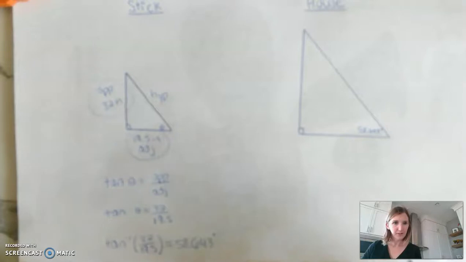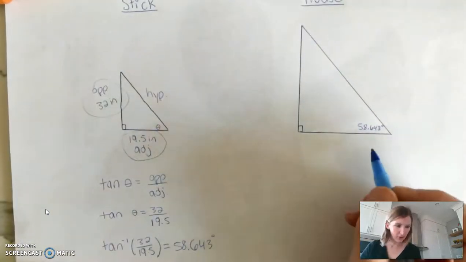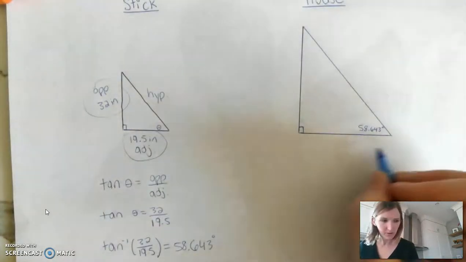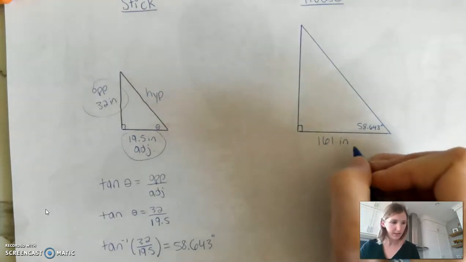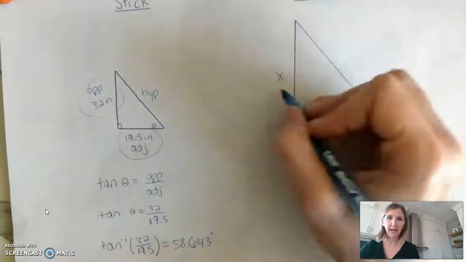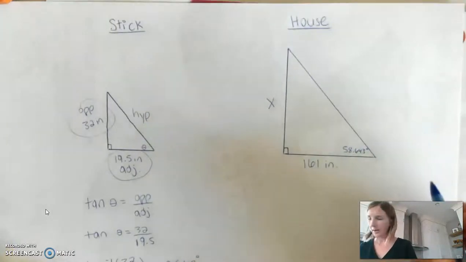Okay. All right. So now I know I measured the shadow of the house, right? The shadow is represented by this horizontal line. So the shadow of the house is approximately 161 inches. And I'm trying to find the house height, so I'm going to label the height with a variable. Now I'm ready to label the triangle.